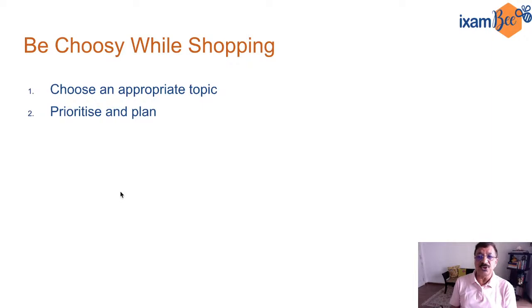So having chosen your topic, you have to then prioritize and plan. We'll discuss these points as we go ahead. The third point is to structure your essay. Your essay is not going to be a random display of thoughts. It should not be rambling, but a well-structured, tight essay with three distinct elements. We'll see what those three parts are. And then, of course, very important is the word limit.